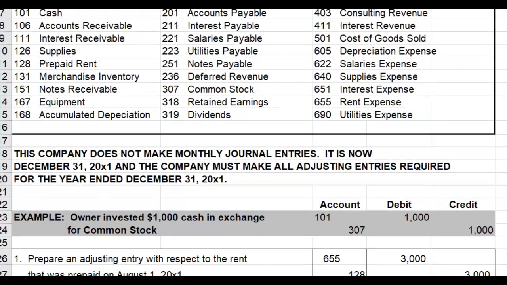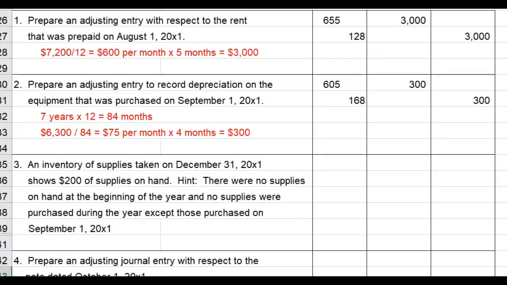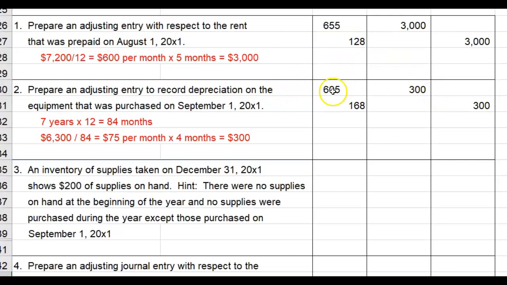Depreciation expense is account 605, and accumulated depreciation is account 168. Debit account 605 for $300 and credit account 168 for $300.